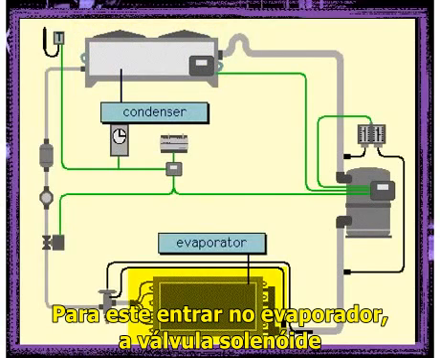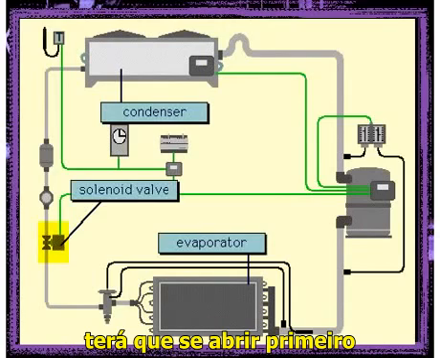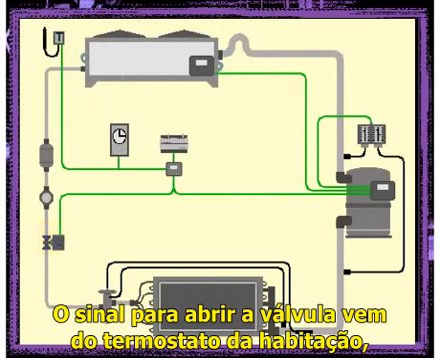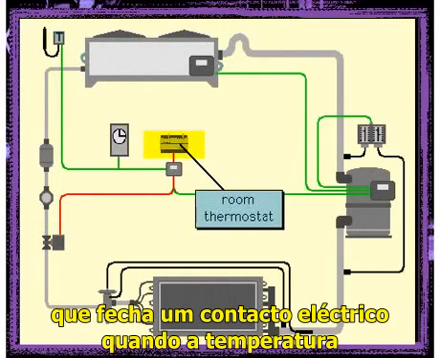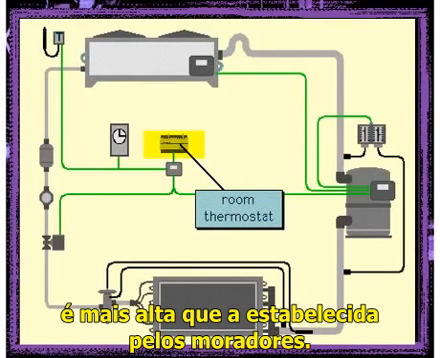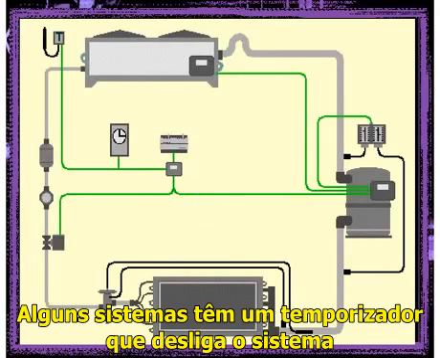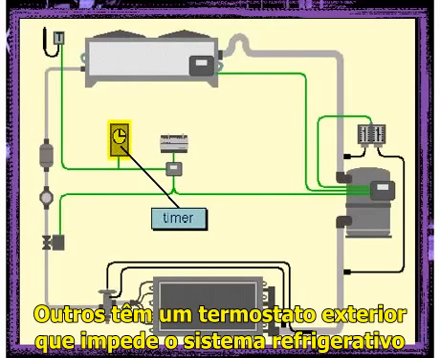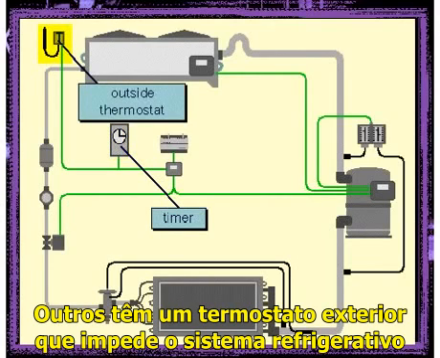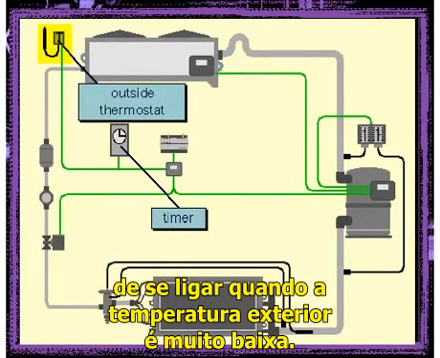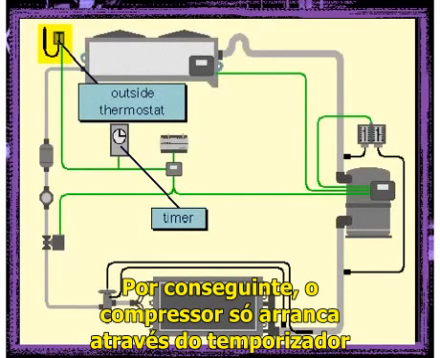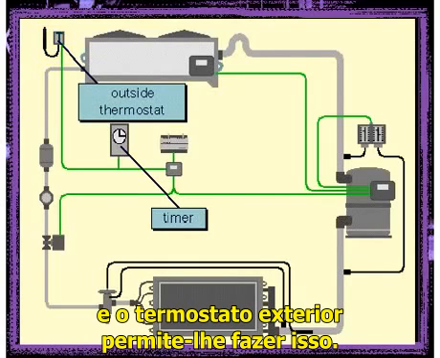For it to enter the evaporator, the solenoid valve must first open. The signal to open the valve comes from the room thermostat, which closes an electrical contact when the room temperature is higher than the temperature set by the occupants. Some systems have a timer that turns the system off when the building is unoccupied. Others have an outside thermostat that prevents the refrigeration system from coming on when the outside temperature is too cold. Therefore, the compressor will only start up if the timer and outside thermostat allow it to do so.